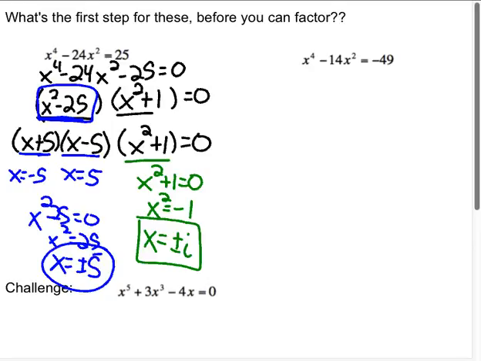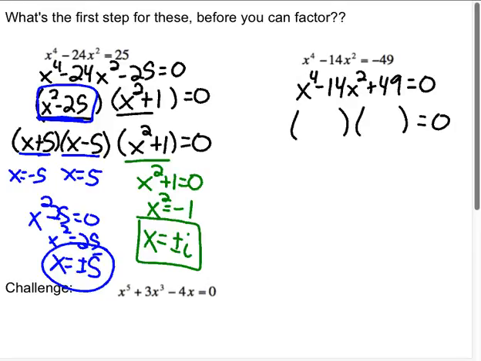All right, this one right here, again, same story. You need to make sure that whenever you factor, it's set equal to 0. Okay, so you have to make sure that that's the case. And here, x squared, x squared. So multiply to 49, add to negative 14. Sounds like both of them are going to be a -7.